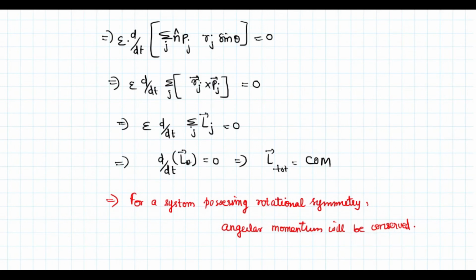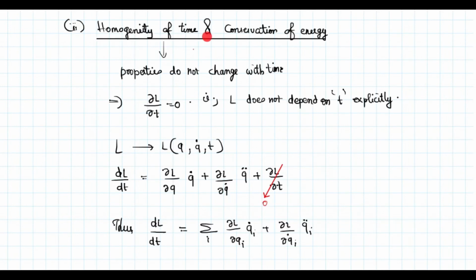Next we will discuss homogeneity of time and conservation of energy. By homogeneity of time, we mean that system properties will not change with time. So in this case, L will not depend on time t. That means ∂L/∂t will become 0 in this case. Now the question is, what will be the conserved quantity here? We know that L is a function of q dot and t. We also know that ∂L/∂t equal to 0.